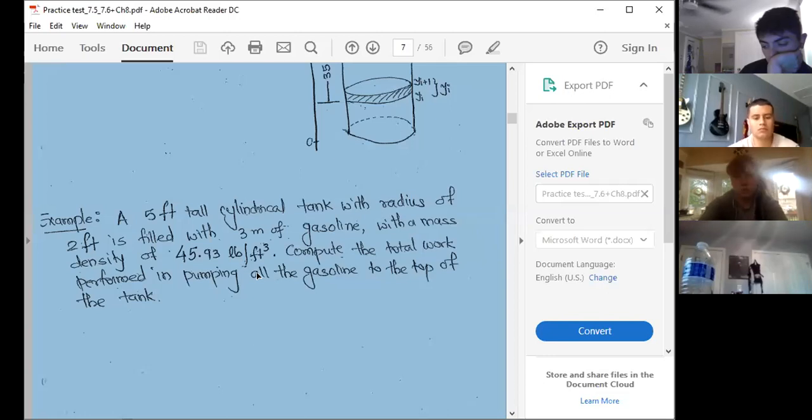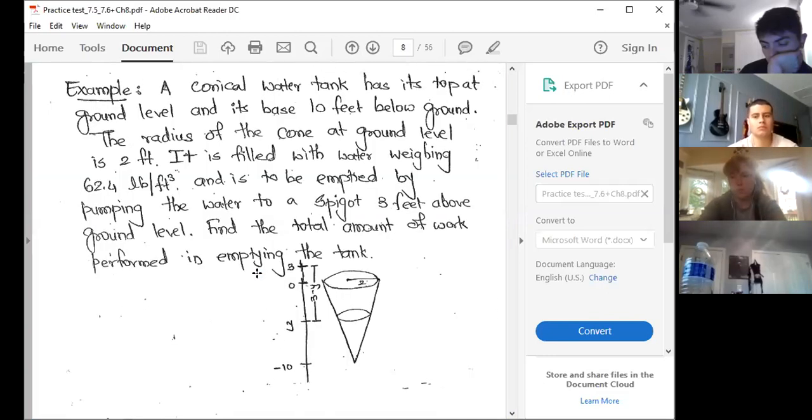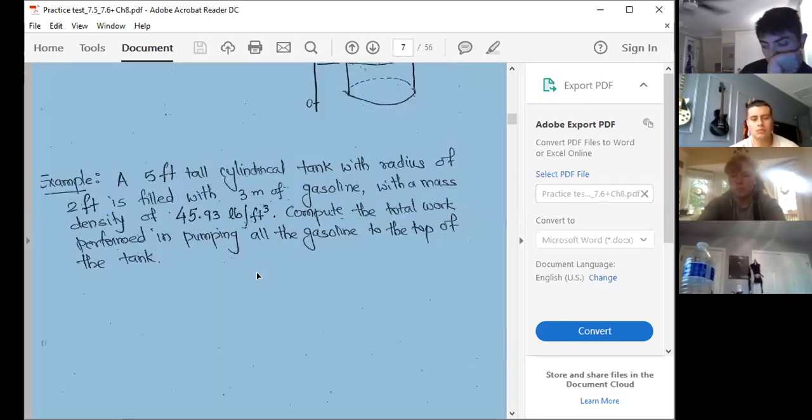Right? Look at over here. Here I have not provided you any figure. That was just the first example, that's why I gave you the figure. Here there is no figure, which means you are supposed to draw the figure. Just keep this in mind: a 5 feet tall cylindrical tank with this density, and radius is 2 feet. Okay, I got it.